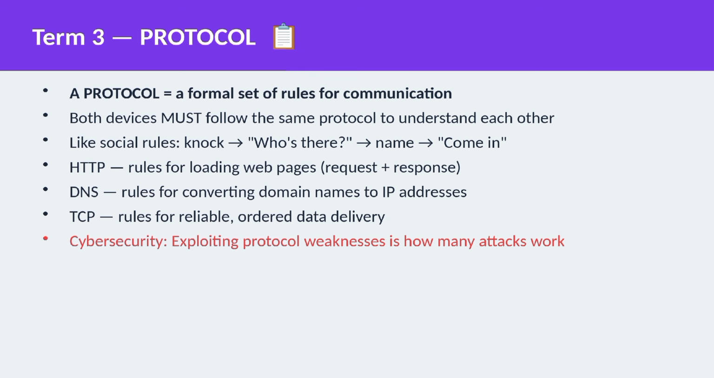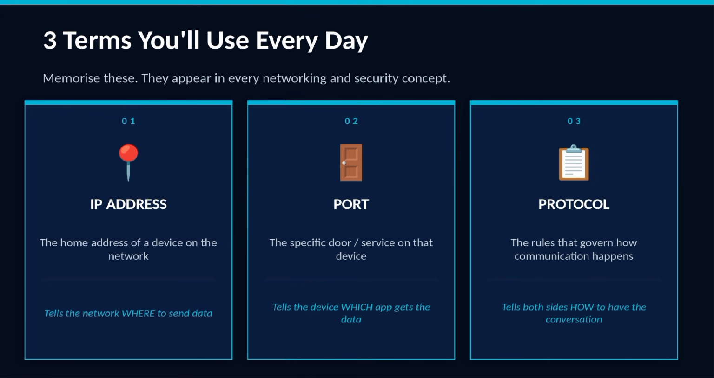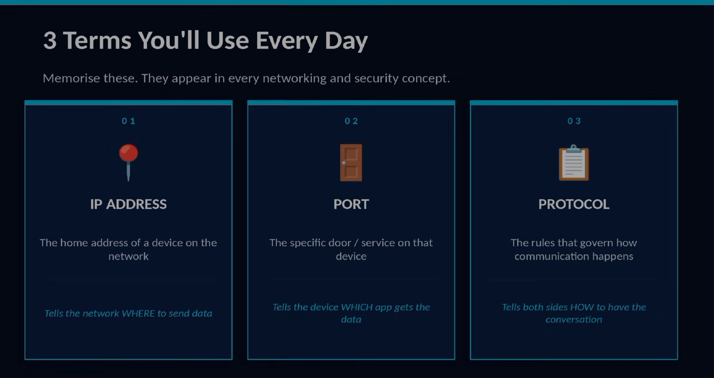HTTP is a protocol, the rules for loading web pages. DNS is a protocol, the rules for looking up domain names. TCP is a protocol, the rules for reliable data delivery. Don't worry, we'll explore all of these in depth. So, to recap, IP address equals the address of a device, where to send data. Port equals the specific door or service on that device, which app gets the data. Protocol equals the rules of communication, how the conversation happens. Got it? Good. Let's build from here.